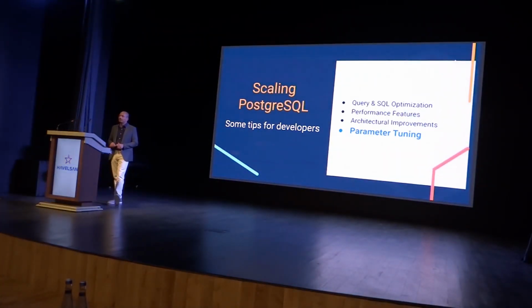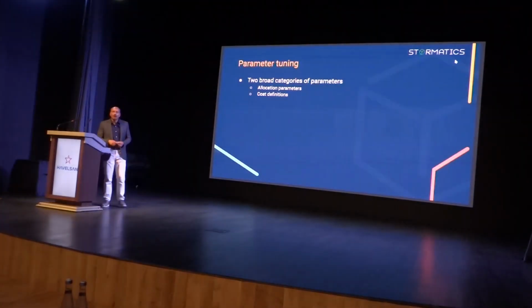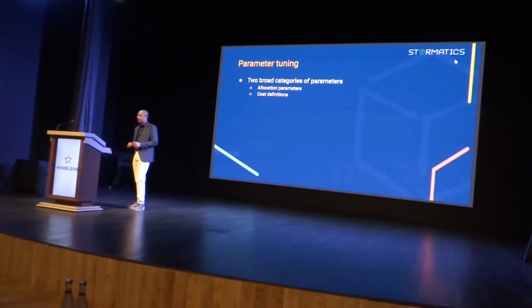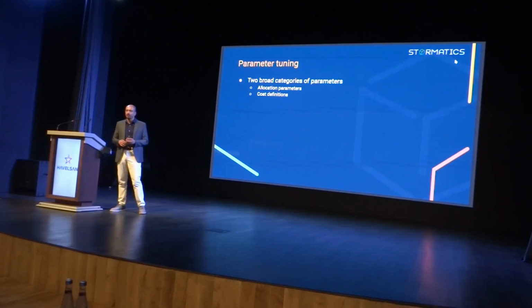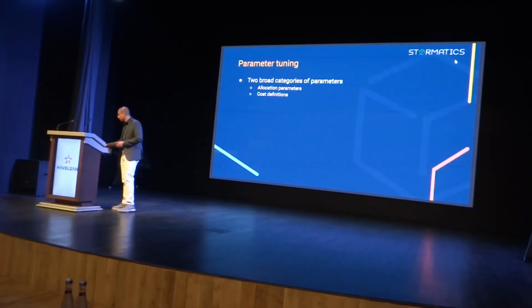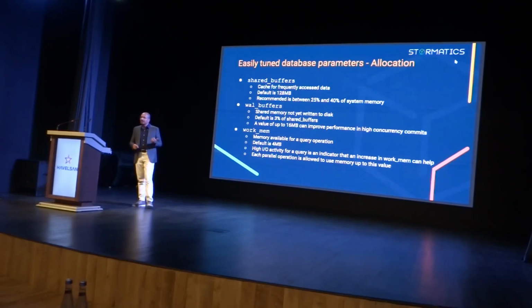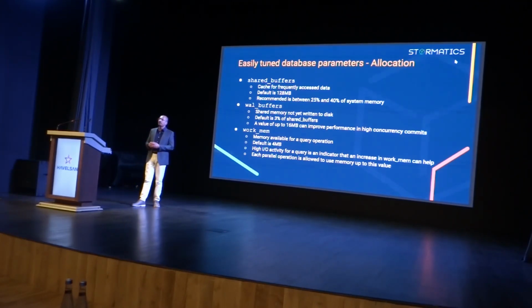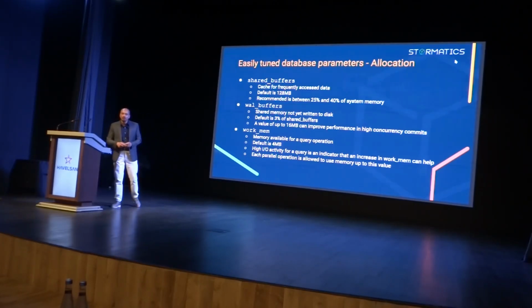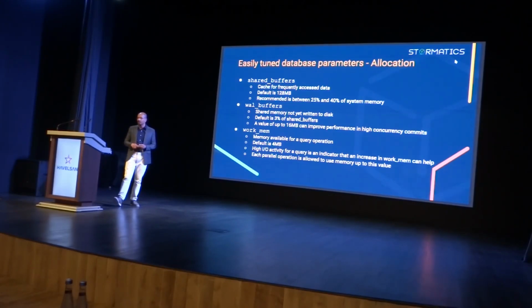The last section of this presentation is on parameter tuning. Now, there are 2 broad categories of parameters in Postgres. Allocation parameters, where you allocate certain resources to the database. And the second is cost definitions, where you help the query planner understand what the cost is for executing a certain operation. These are 2 types of parameters that are available. This slide gives you examples of parameters that are allocation related and that can be very easily tuned by anybody who has some basic knowledge.